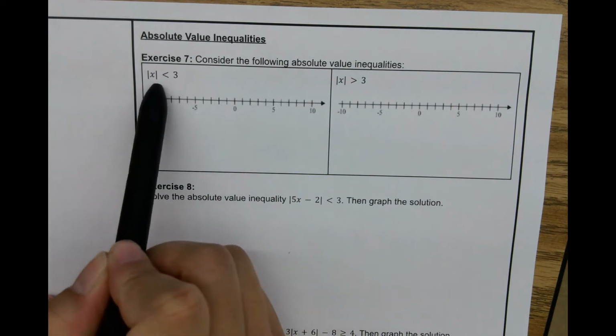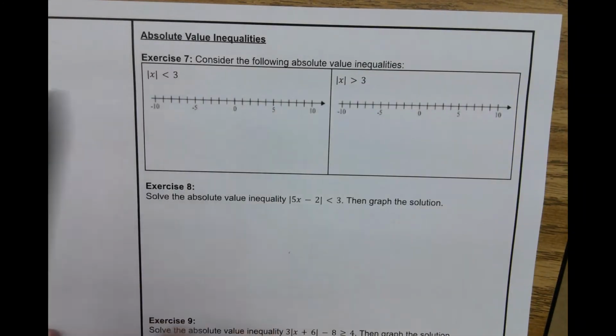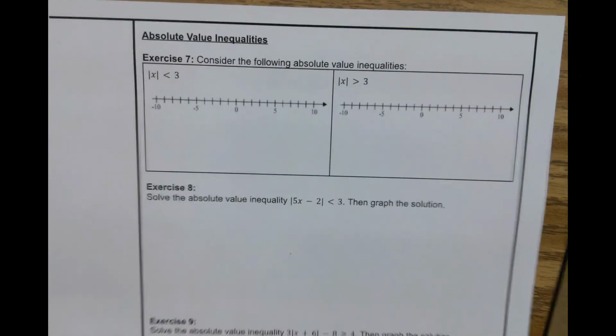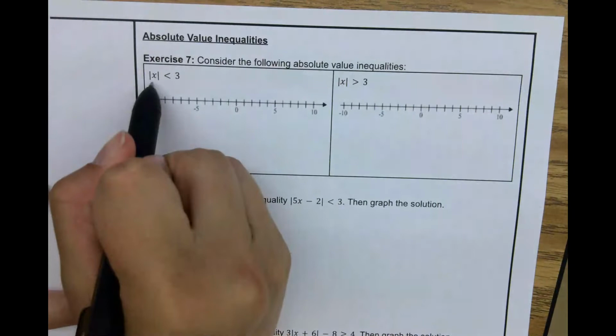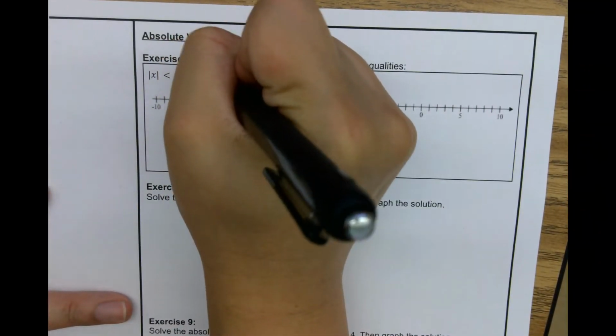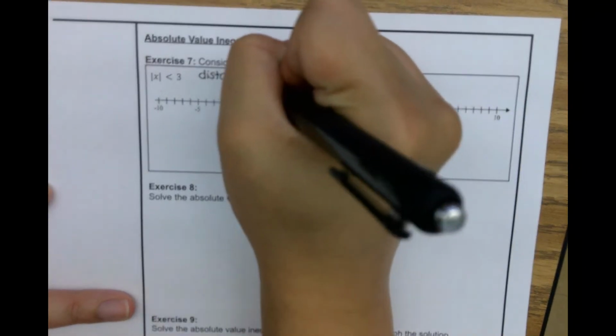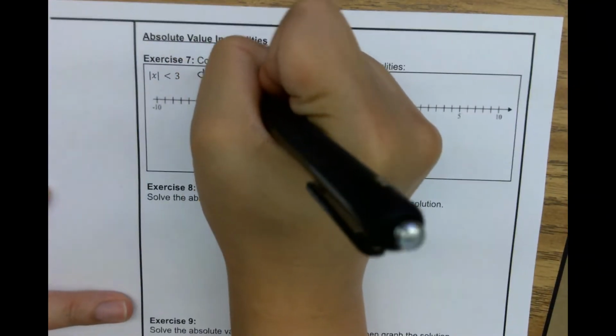So this one here is the absolute value of x is less than 3. So before we talked about how the distance from 0 is less than 3, right? That this absolute value is talking about distance from 0 is less than 3.